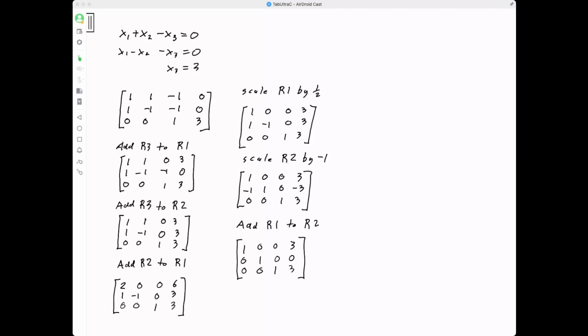And so remember, the first column represents x1. So I get from the first row that x1 is equal to 3. From the second row, x2 is equal to 0. And from the third row, x3 is equal to 3. Which means the point that all three of these intersect at is (3, 0, 3). And so when you get to something like this, where you can get exactly what each number is, that gives us the single point of intersection.